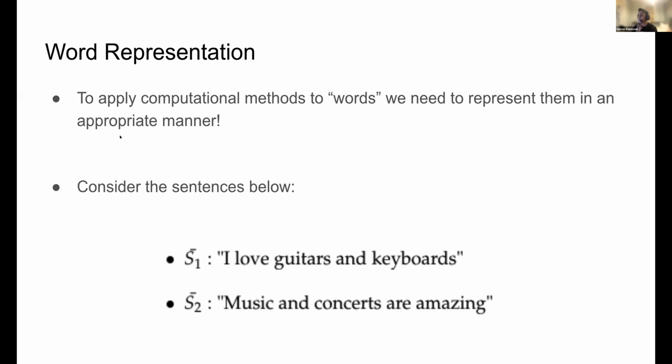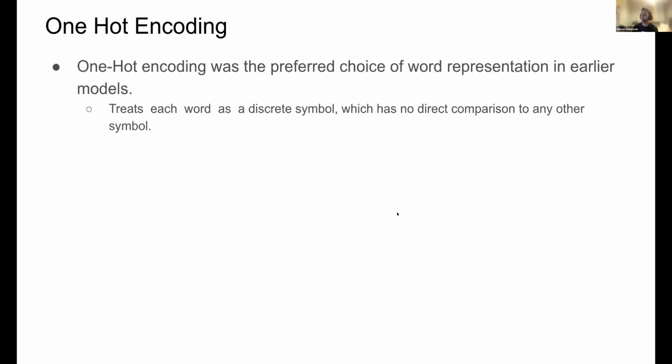To apply computational methods to words, we need to represent them in an appropriate manner, of course. So consider these two sentences here: I love guitars and keyboards, and music and concerts are amazing. The first way we could go about this is using something called one-hot encoding. This was the preferred choice of word representation in earlier models. In this case, we treat each word as a discrete symbol, which has no direct comparison to any other symbol.